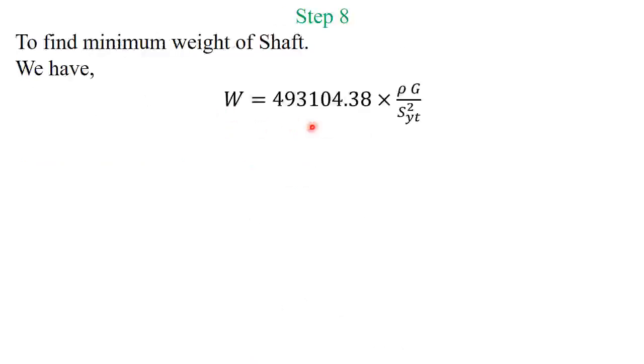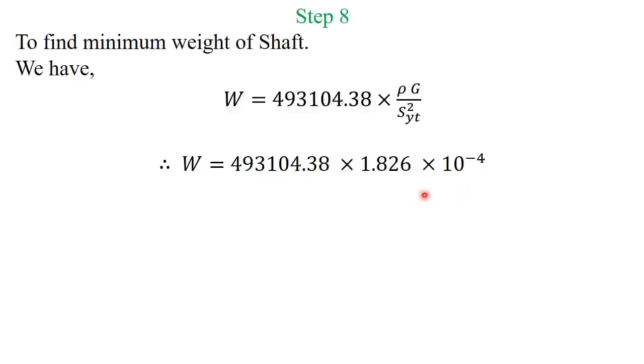Now you want the minimum weight. So the minimum weight equation was W is equal to 493,104.38 into rho G by SYT square, and this rho G by SYT square is of which material? Titanium alloy, which is already obtained in the table, and therefore W is equal to 90.04 Newton. This is another problem which we have solved now.